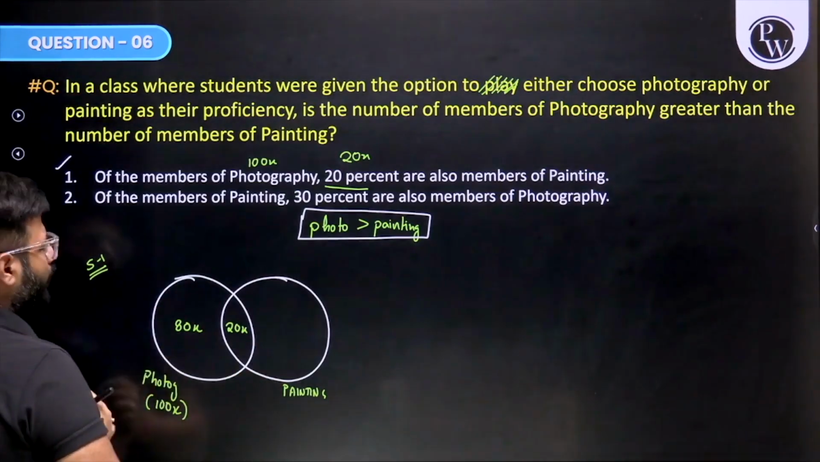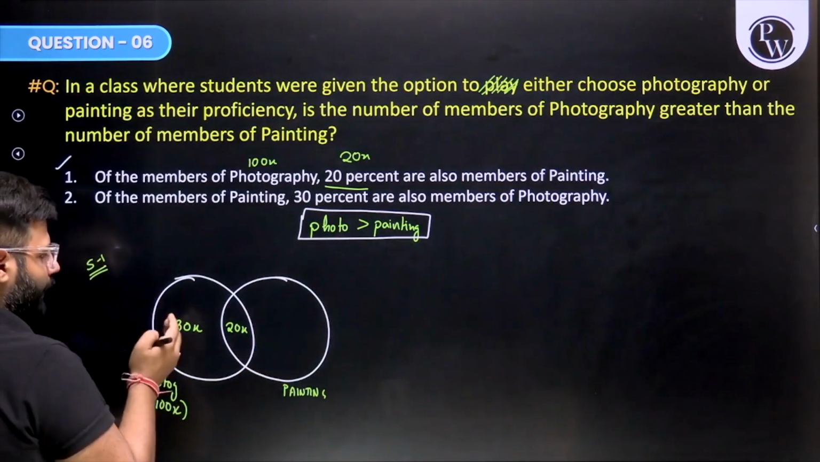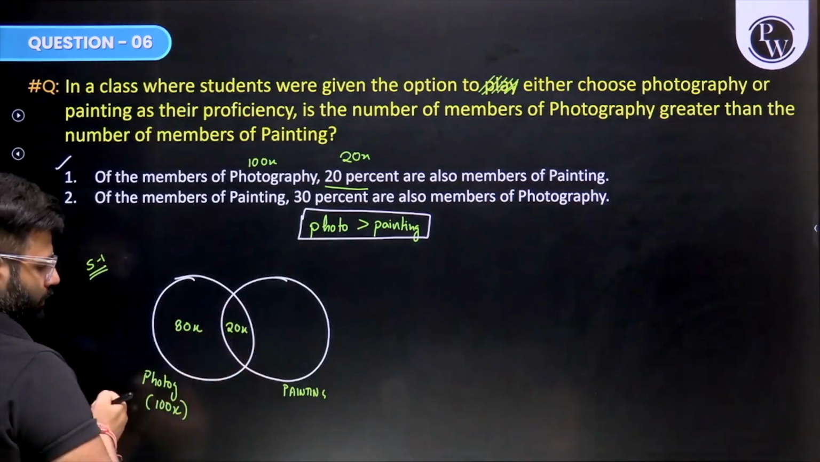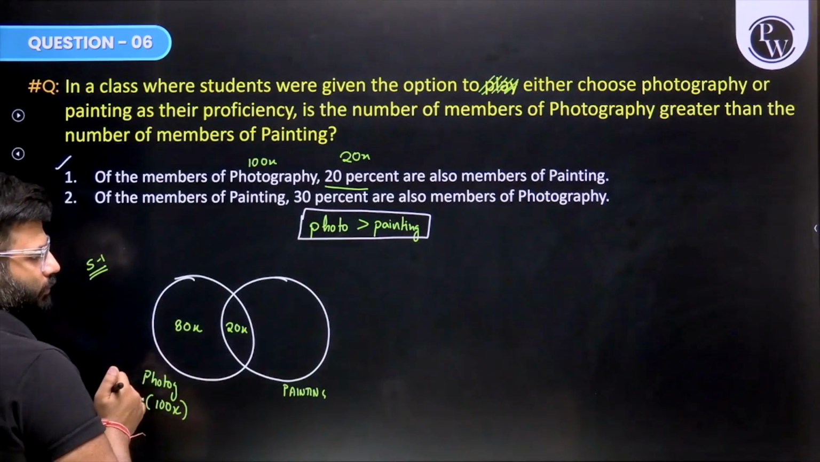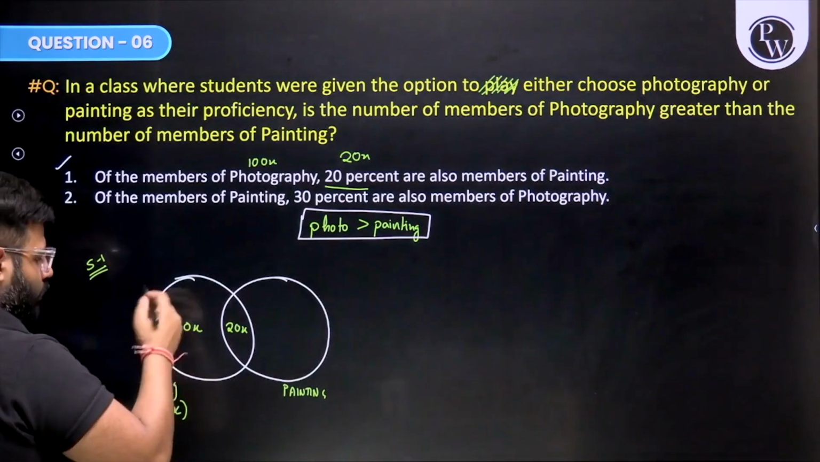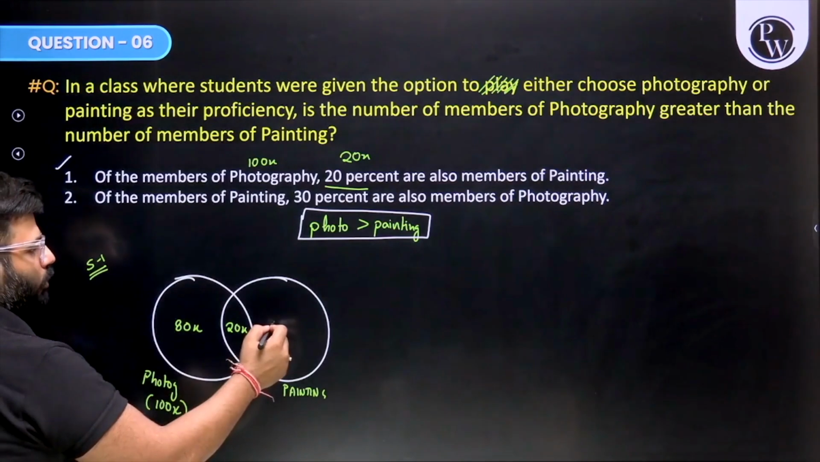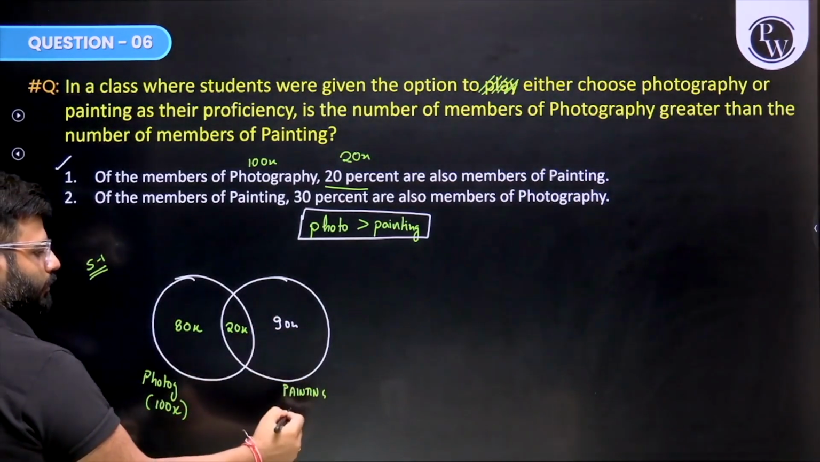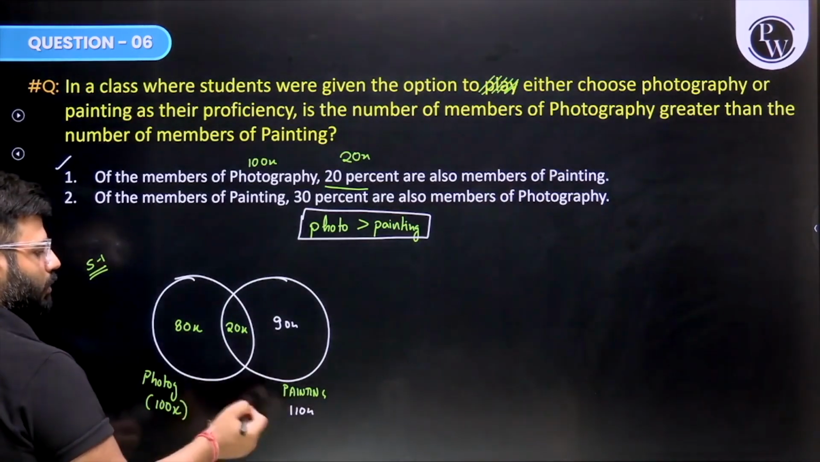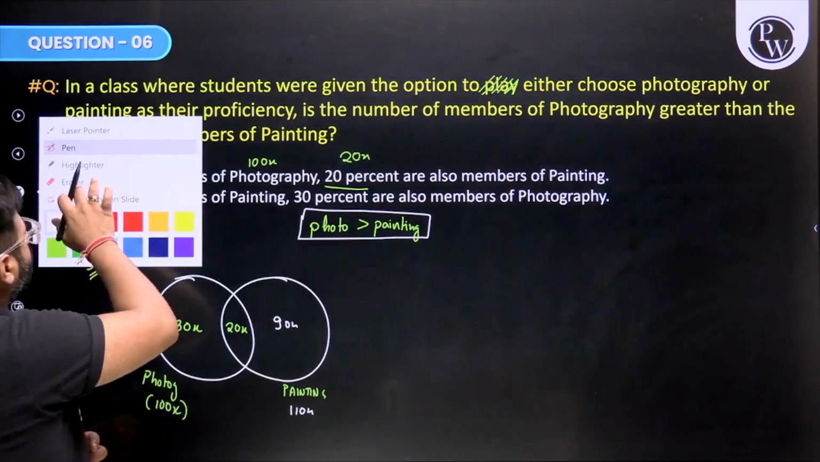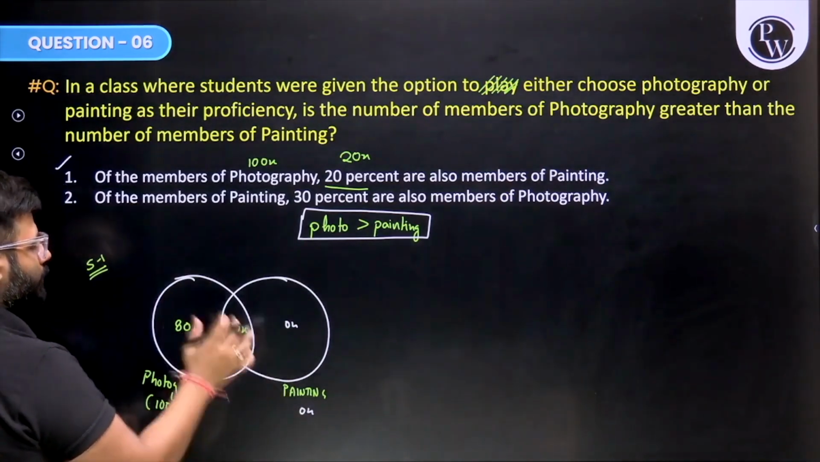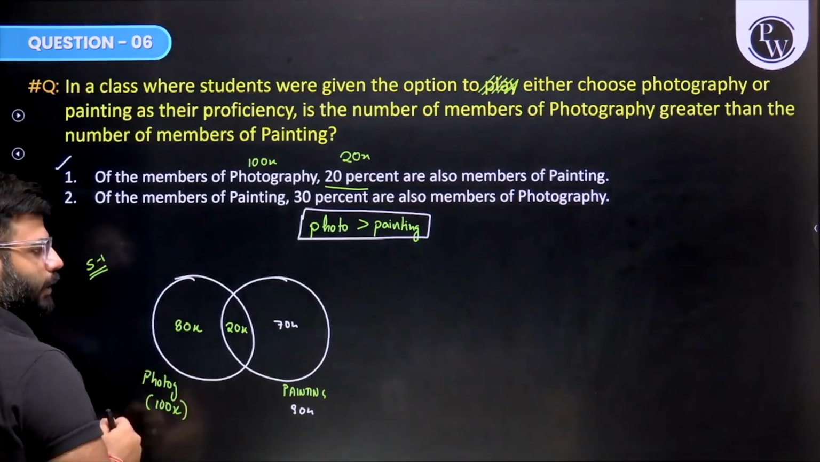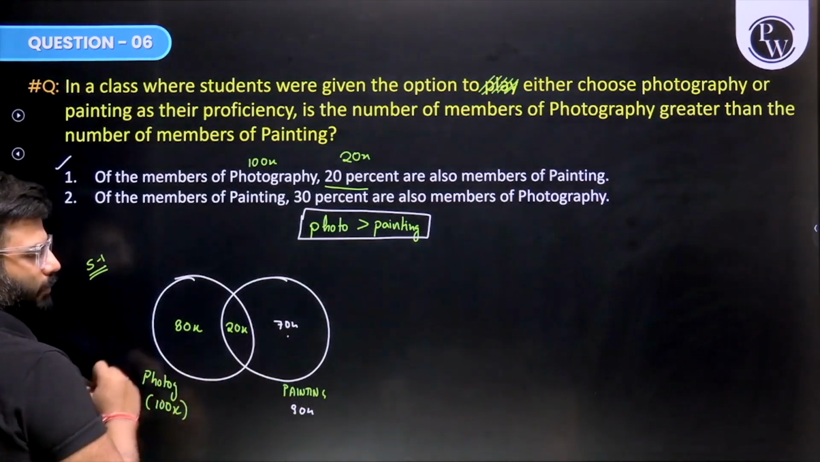But I know nothing about painting. How can I tell that this 80x plus 20x is greater than this part or not? Because I know nothing about this, isn't it? I know the total here is 100x. Let us say this tomorrow comes out to be 90x. Now this is 110x, and hence this becomes less than this. And if tomorrow it turns out to be, let us say, 70x, now this total will be 90x, now this will be greater than this. So I have no clue, I need to know this area.